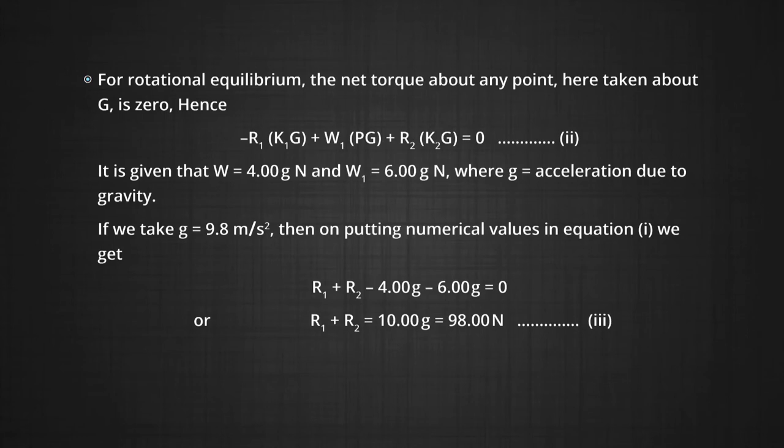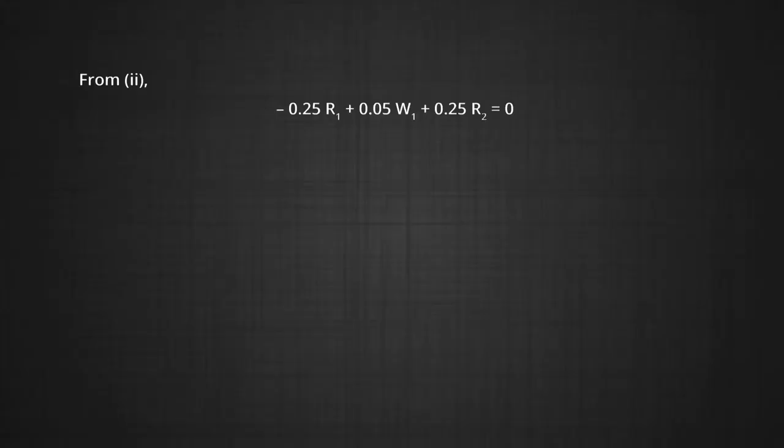This gives us equation number 3. Similarly, if we substitute in equation number 2, we get 0.25 into R1 plus 0.05 into W1 plus 0.25 into R2 will be equal to 0. This gives us R1 minus R2 is equal to 11.76 newton. This gives us equation number 4.